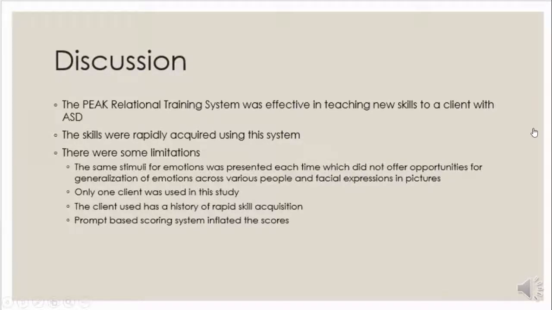Discussion. The PEAK relational training system was effective in teaching new skills to a client with ASD. The skills were rapidly acquired using this system. The client was already a little bit of an advanced learner, but the PEAK relational training system definitely was a very effective approach in teaching these skills. There were some limitations to this.